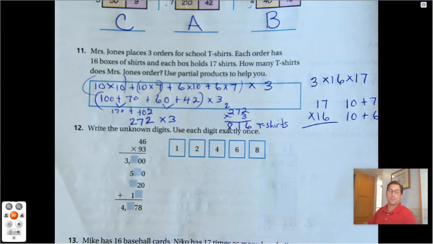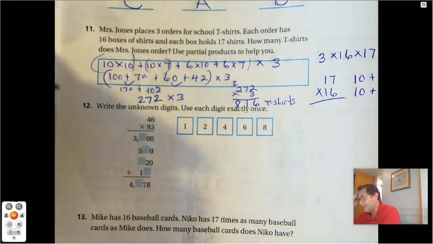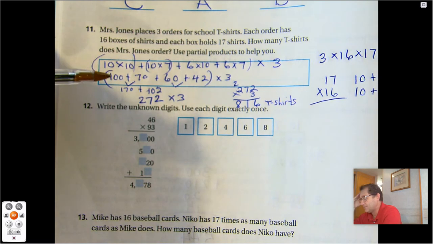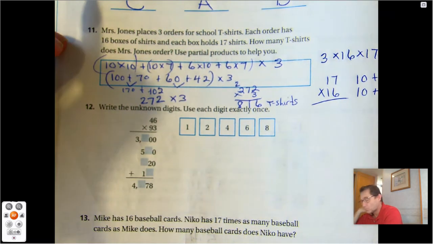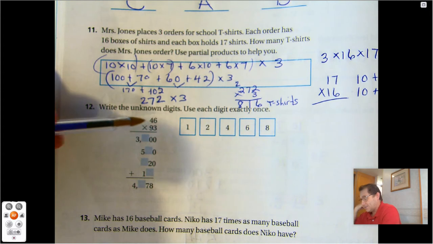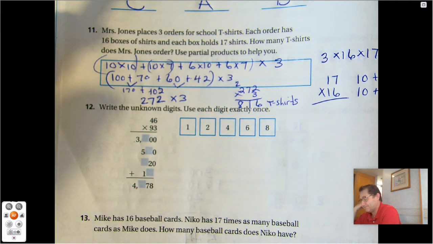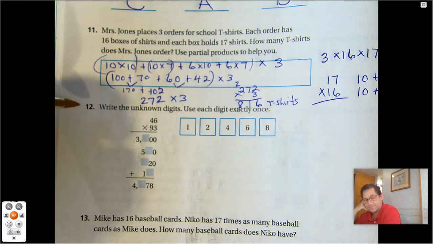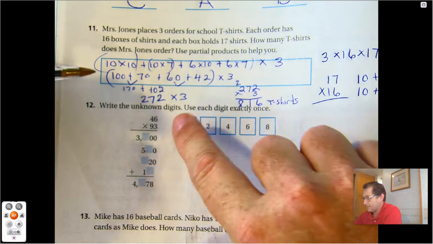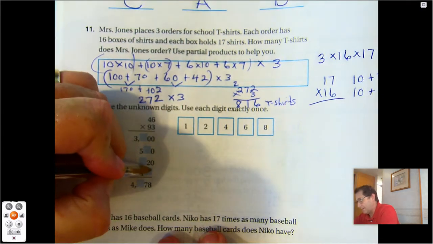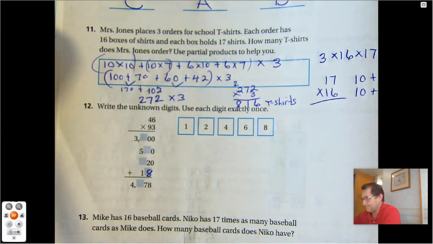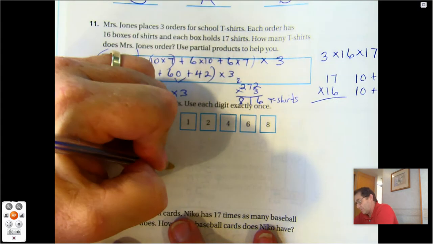Number 12, write the unknown digits. Use each digit only once. Okay, so how did they get 3,000? Maybe that's not the easiest one to start with. What's this one down here? That's the 3 times the 6 ones, right? So that's 18. So 3 times 6.